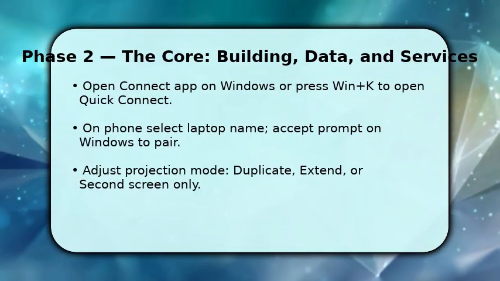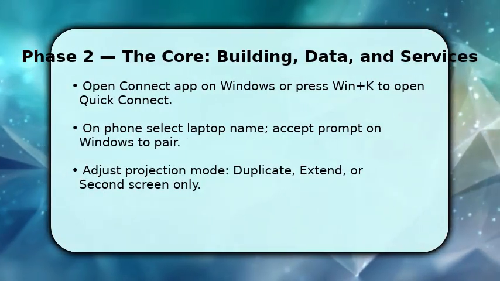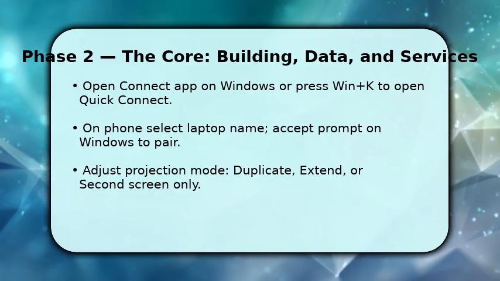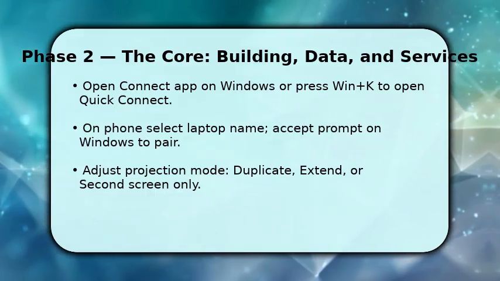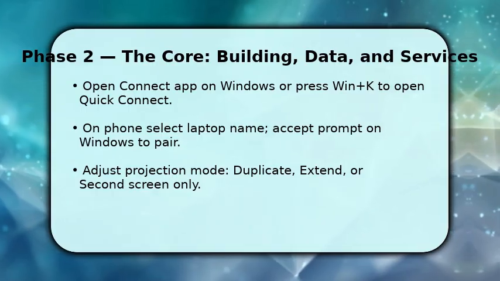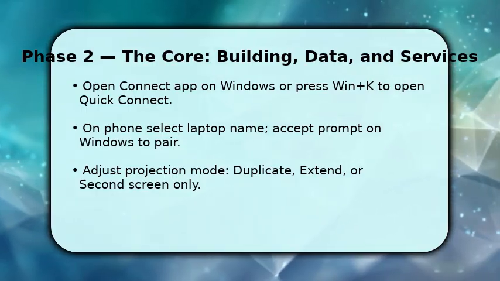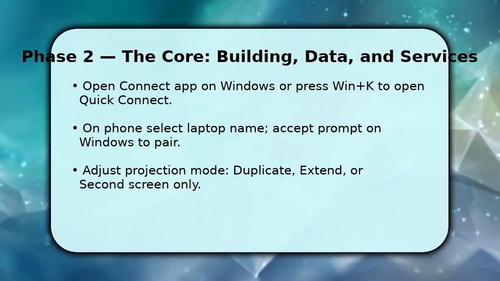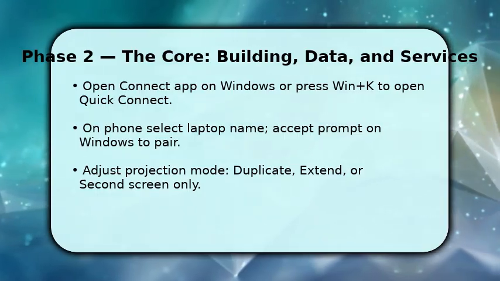Now you initiate the connection. Open the Connect app on Windows or press Win+K for the Connect pane. This advertises the laptop. On the phone, choose the laptop name from the cast list. Make sure to accept the pairing prompt on Windows when it appears, because that completes the handshake.